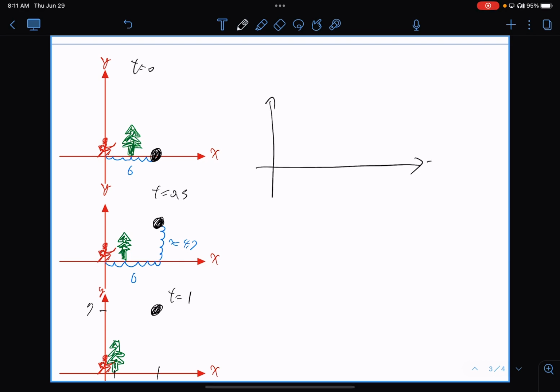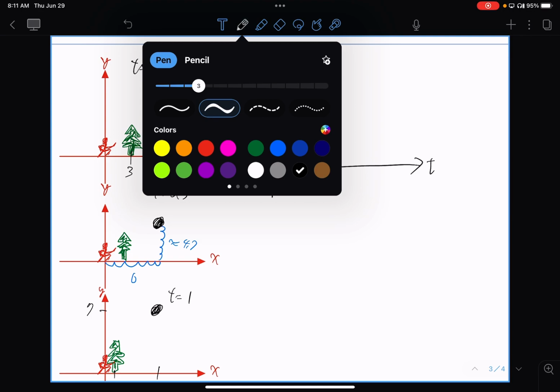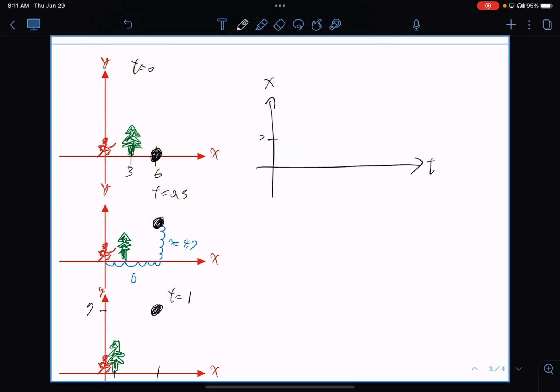The xt graph will have three dots right now because we see at t equals 0, the tree should have x equals 6 in the boy's frame. So I just write out where 6 is. Let me do lower. No, it's not 6. 6 is for the ball. The tree is at 3. So if I'm doing the tree, I should do 3 for x and 0 for t.